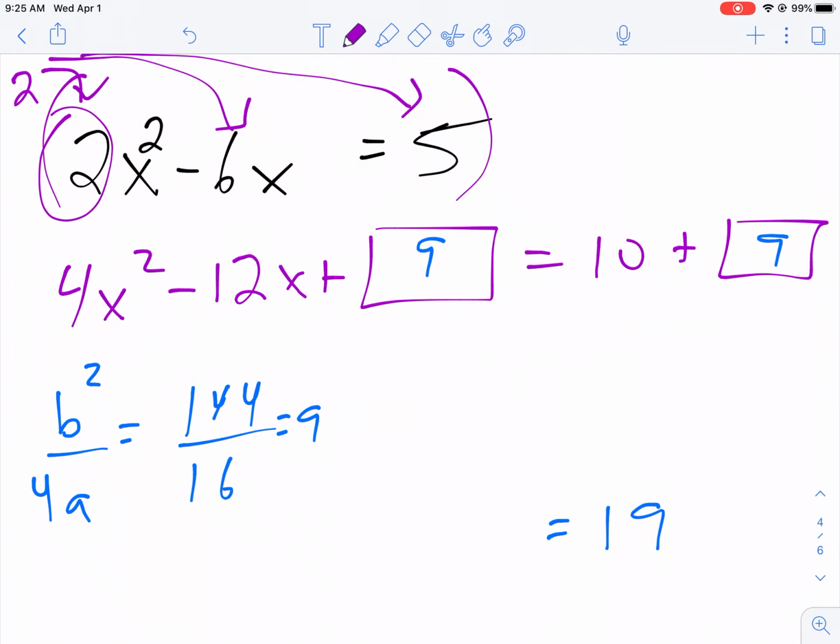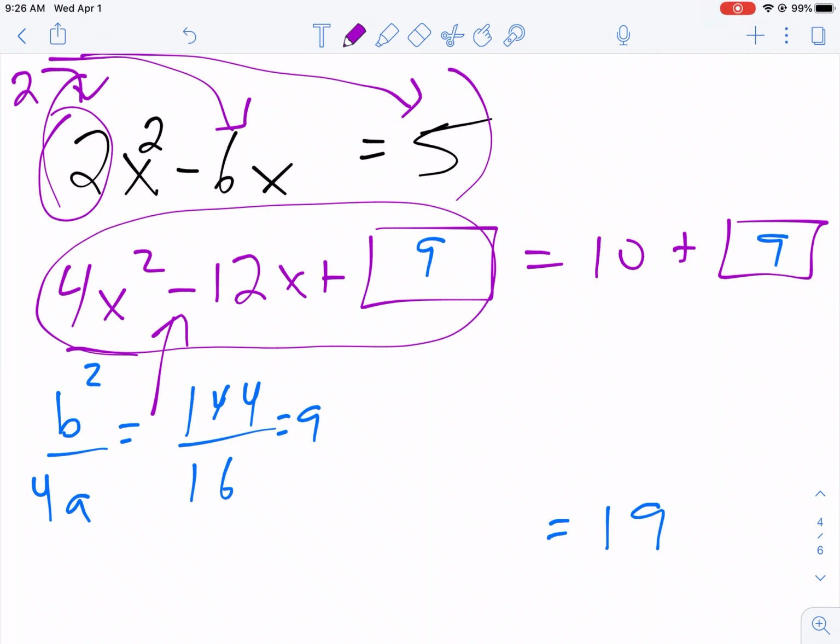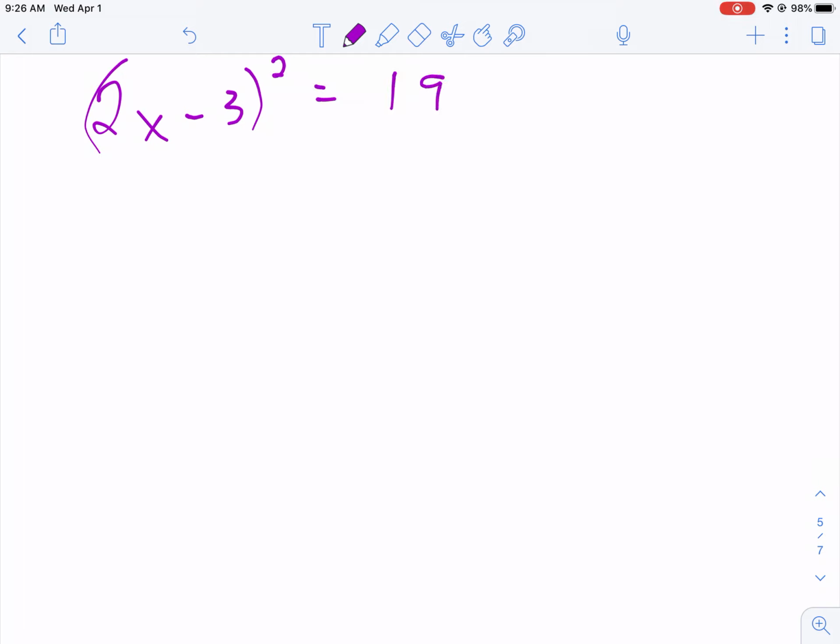And on the left side, when we take this perfect square trinomial, and notice that that is a negative sign, it's going to be 2x minus 3 squared equals 19. Now all we're going to have to do is just solve it like we've been doing. So we need to get rid of that squared. So we're going to take the square root of both sides.